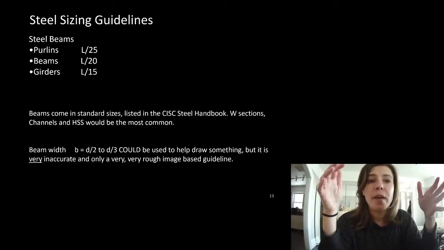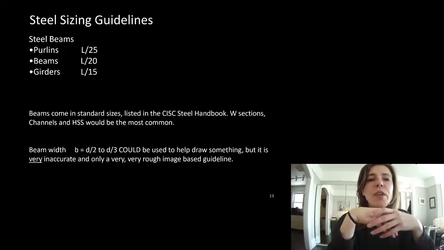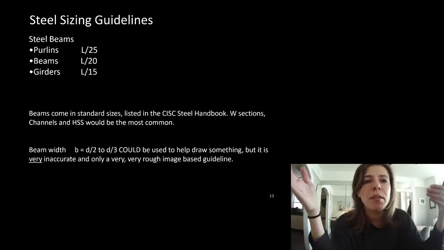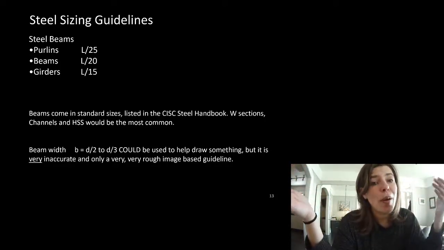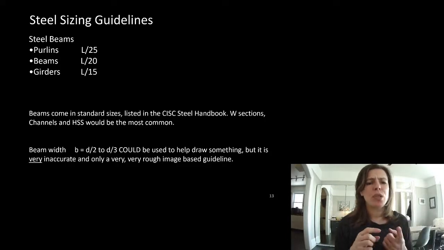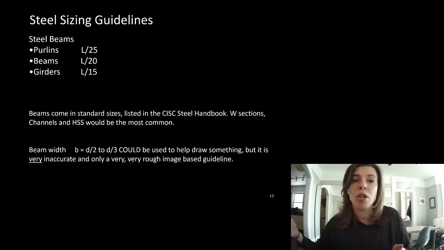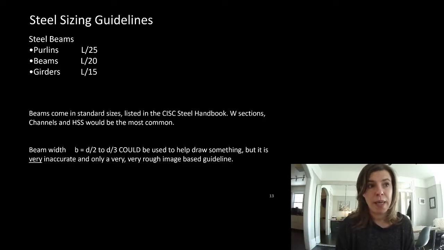If you see something about 2 meters on center, it's probably a purlin. If you see something about spanning column to column, well, that means it's probably a beam because it's the thing picking up the purlins. If you see the term transfer or long span or extra loads, we're probably talking about a girder because it's doing a job above and beyond a normal beam.